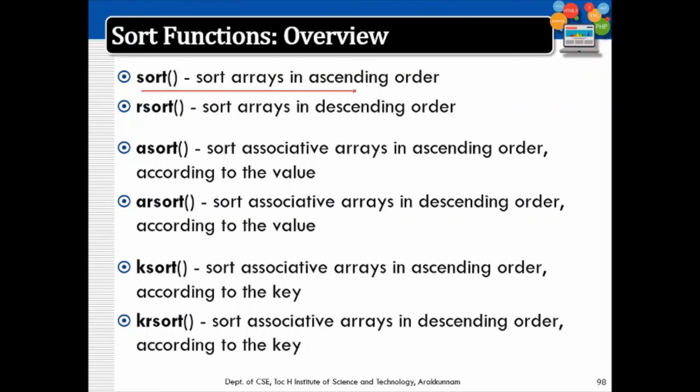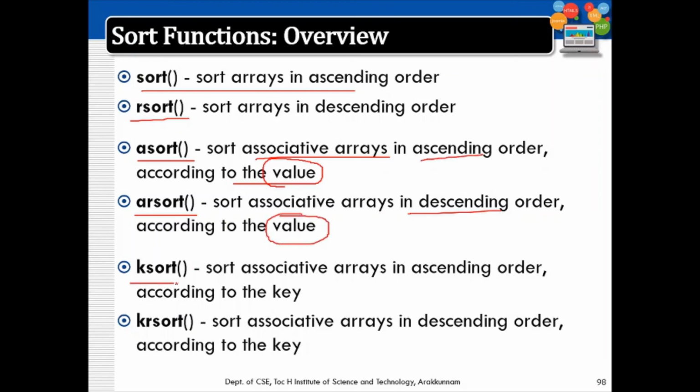Sort will sort the arrays in ascending order. Rsort will sort in descending order. Asort is used to sort associative arrays in ascending order according to the value of the array element. Similarly, arsort does the reverse. According to the value, it will be sorted in descending order.